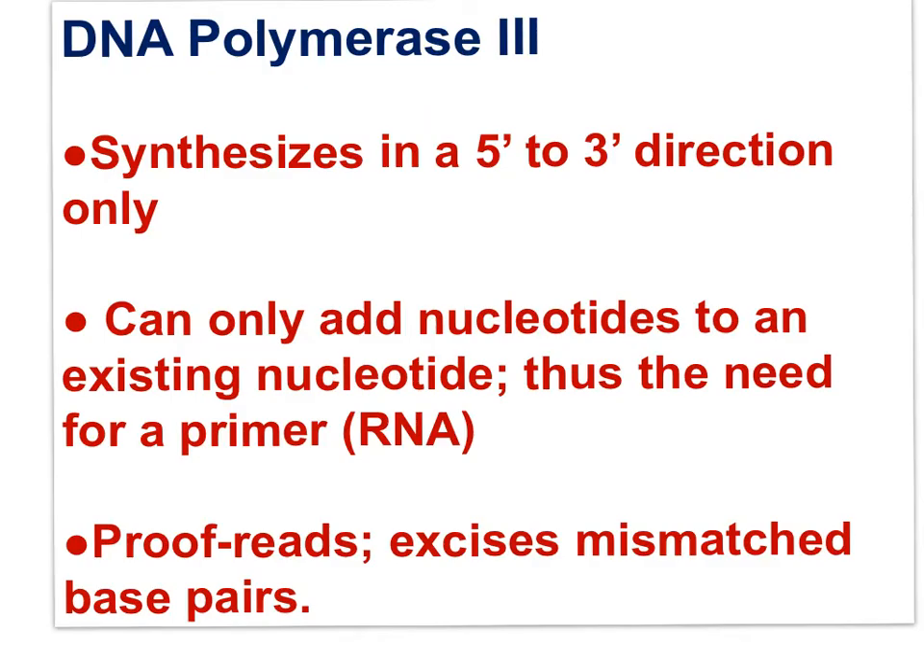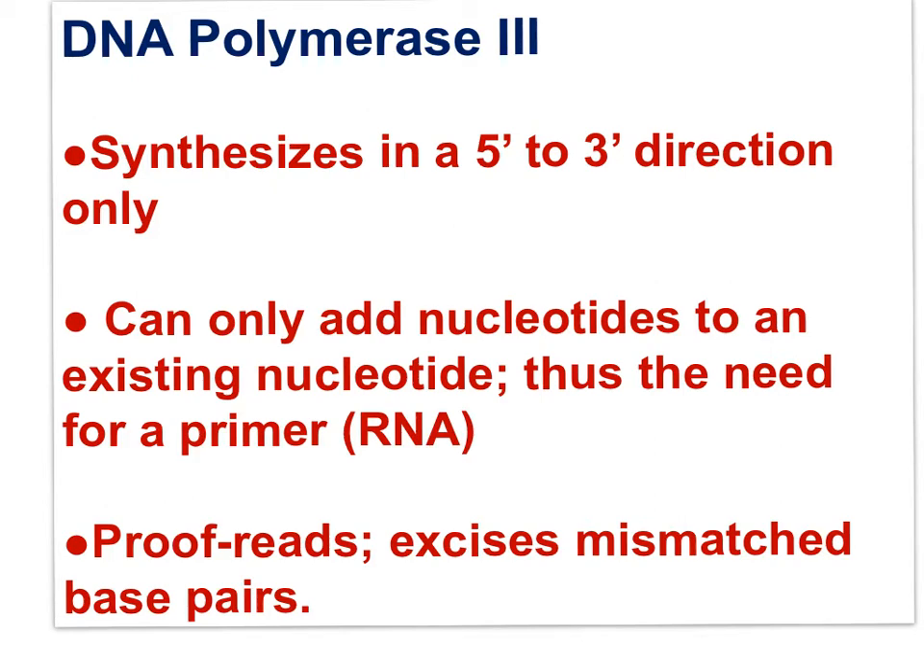DNA polymerase III, the primary enzyme in DNA replication, has 2 constraints, one of which you already know, and that is that the enzyme only synthesizes in a 5-to-3 direction. 5-to-3 direction only. The second constraint is that DNA polymerase III must have an existing molecule on which to add a new nucleotide. Okay, so what does that mean?